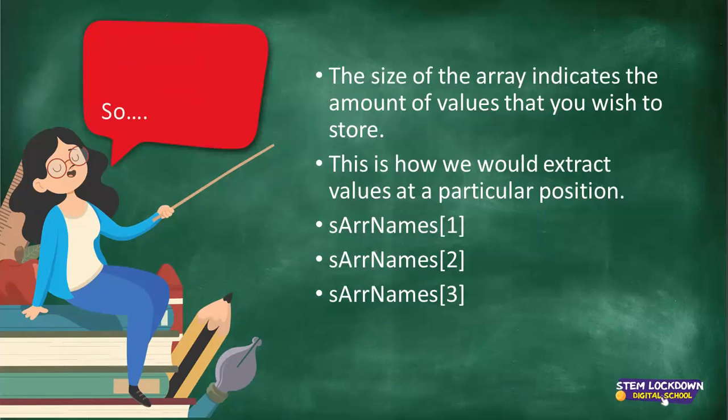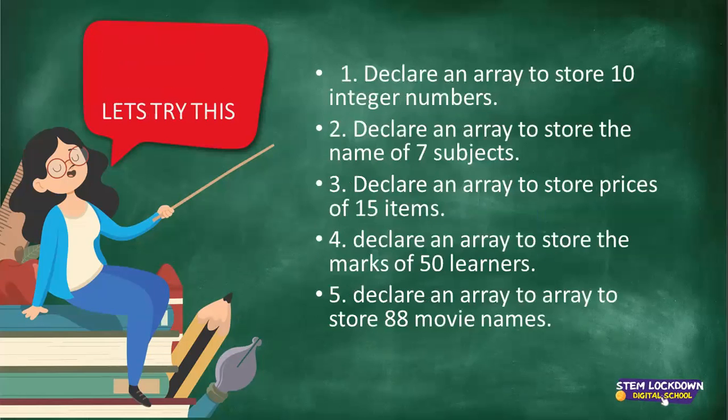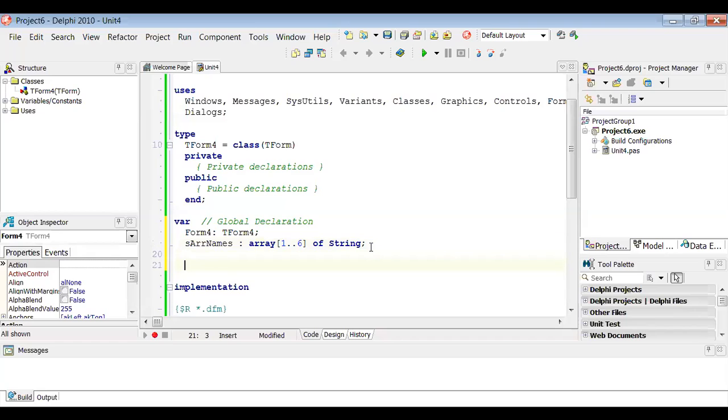Okay, so we're just going to finish off for today. We're going to do a quick sum up of this. We're going to try this: declare an array to store 10 integer numbers. Now let's try to do that quickly. Let's do everything in the same form. Declare an array to store 10 integer values.